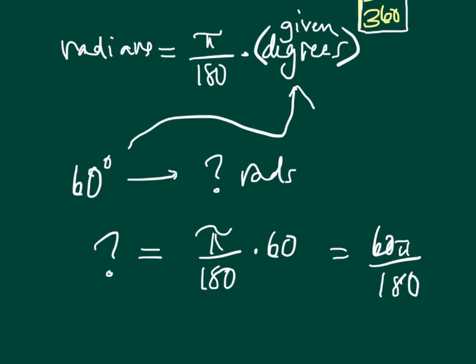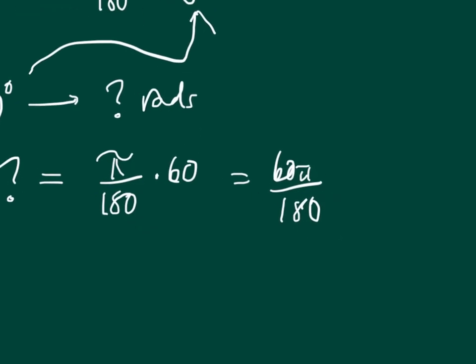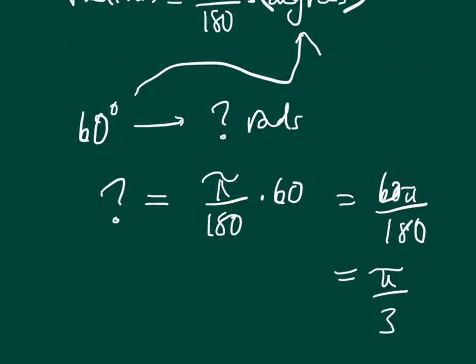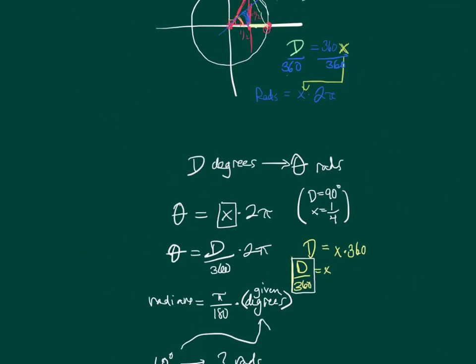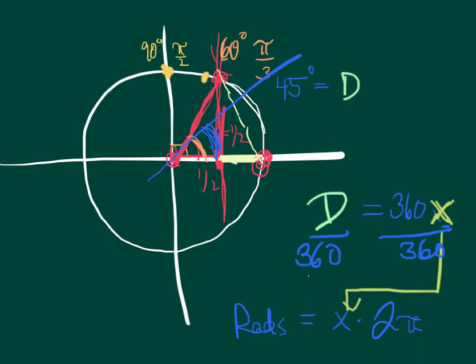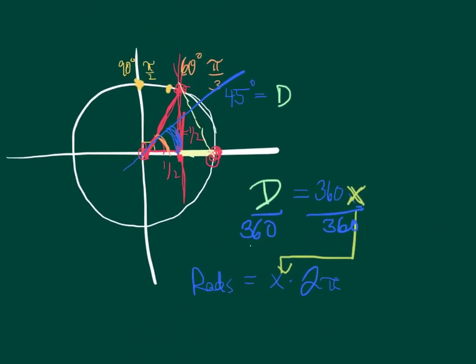And I feel like there's some reducing that's possible. Yeah, I don't know. 60 and 180, I believe they have common factors. Yes, they do. So anyway, if you want, you can pause and figure it out. But I'm going to spoil it. It's pi over 3. Exactly, and we just did that, right? If we go all the way back to, where's the circle? A long time ago. Did we label it? Yeah, there in orange. This right here was 60 degrees equals pi over 3.